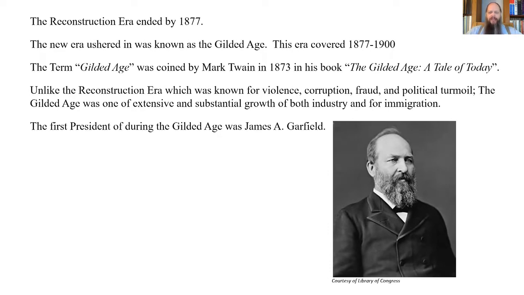Reconstruction officially ends in 1877 with the withdrawal of federal troops under the presidency of Rutherford B. Hayes. This new era is ushered in, and it's known as the Gilded Age. This time period covers 1877 to around 1900. The term Gilded Age was coined by Mark Twain. He wrote a novel called The Gilded Age, A Tale of Today in 1873.